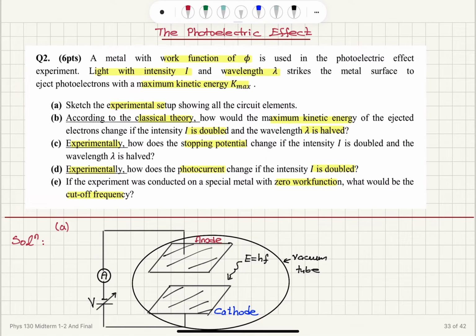Okay, so we have talked about the photoelectric effect. The photoelectric effect is conducted with the setup. We have a cathode and anode. We shine light on the cathode. Photoelectrons are ejected from the cathode, travel towards the anode without interacting with anything else because it's inside a vacuum tube. And we measure the resulting photocurrent with an ammeter, and we have a variable voltage being applied to the anode with respect to the cathode.